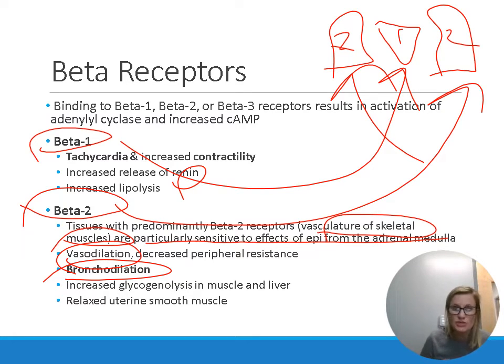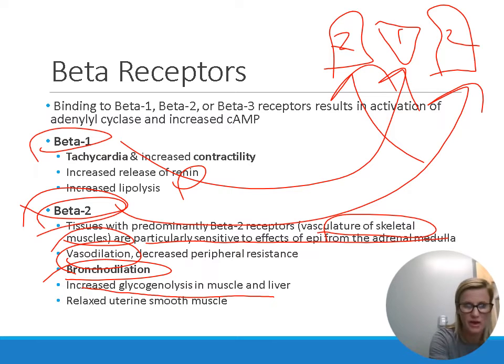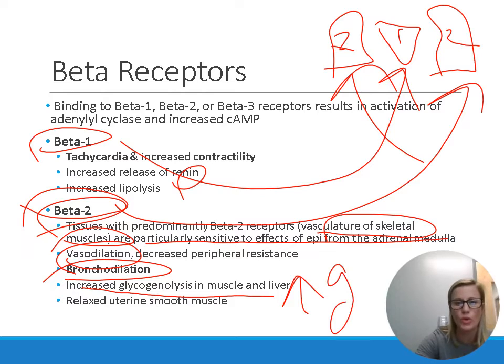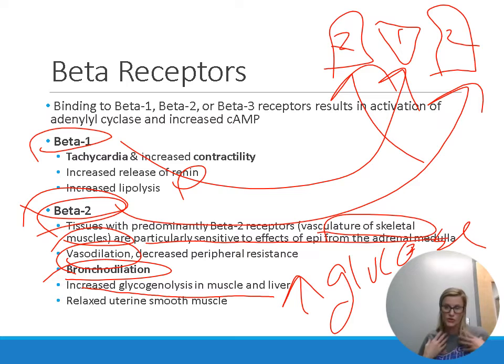Also, beta-2 receptors increase glycogenolysis in the muscle and liver. This actually becomes important clinically because when we give drugs that stimulate beta-2 receptors, they tend to also increase serum glucose. And this is why. Because you're fueling your body for this sympathetic response. So you're breaking down glycogen to free up glucose so that your cells can use that. And then relaxed uterine smooth muscle.